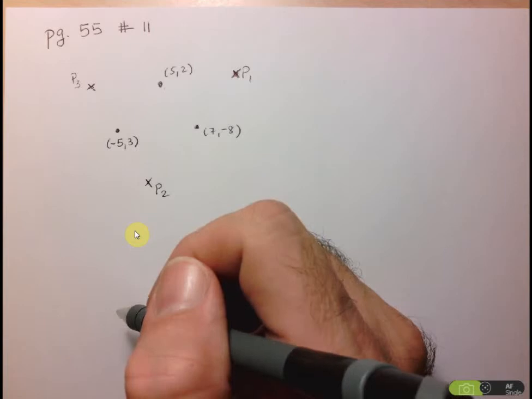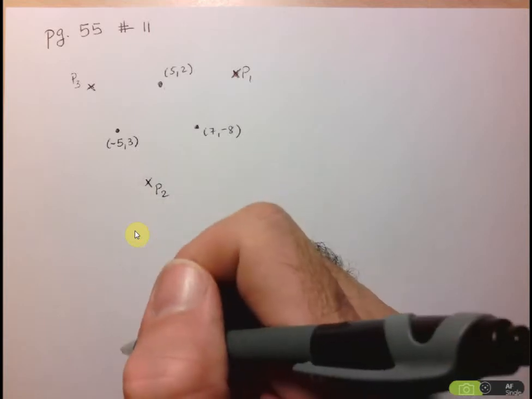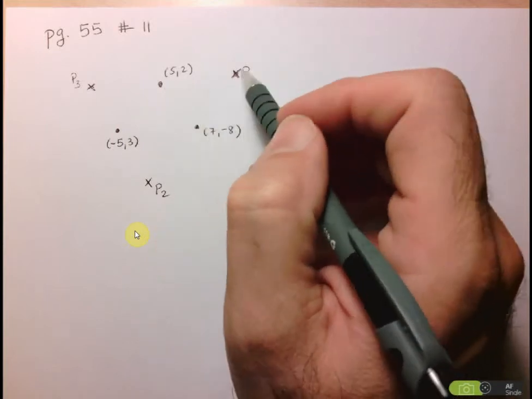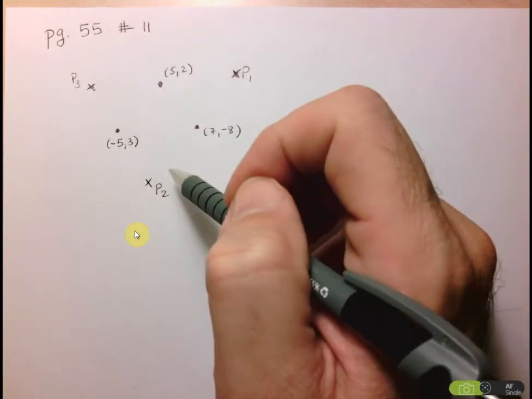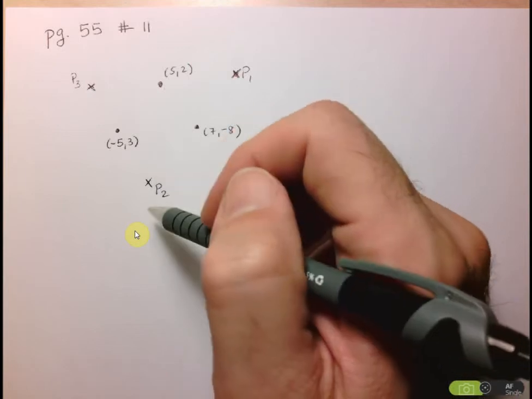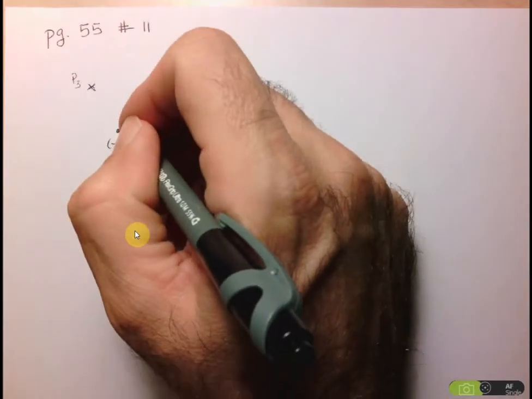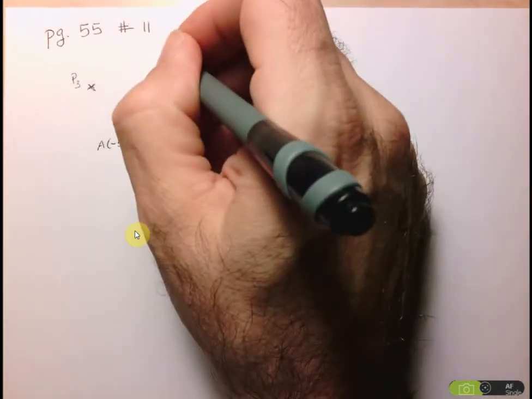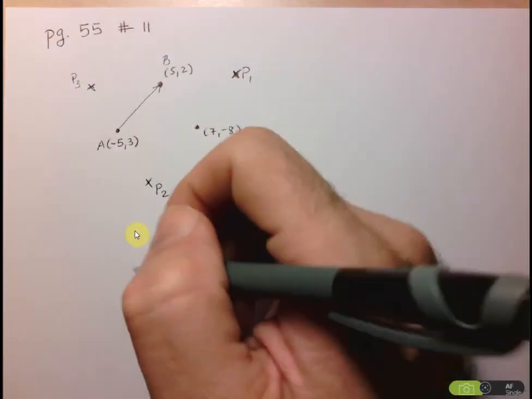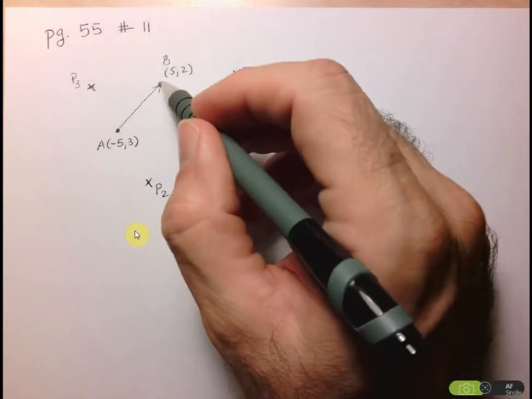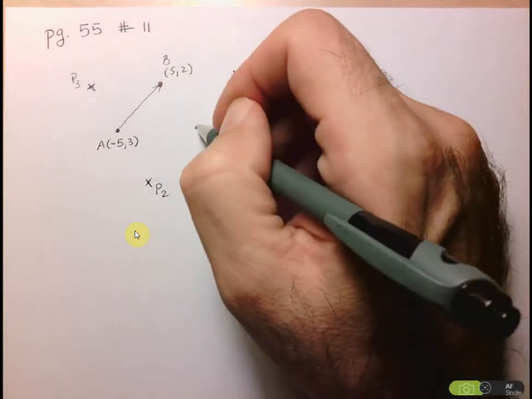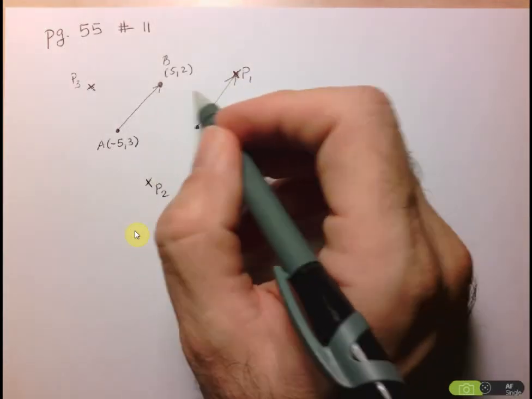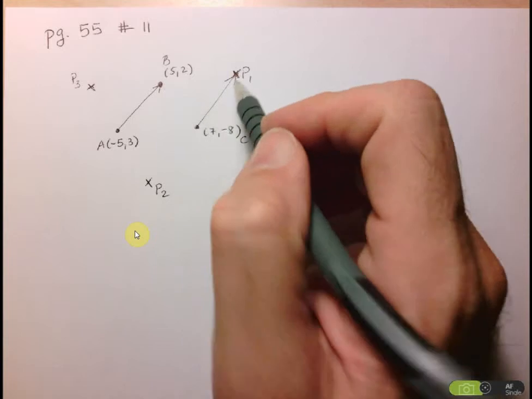Now we have to come up with a way to determine what these points are, and I'm going to use the fact that parallelograms have opposite sides that are parallel and have the same length. So in order to work with this idea of parallel and same length, I'm going to use the idea of vectors. So if I draw a vector from, let's say I call this point A, I call this point B, and I call this point C. If I draw a vector from A to B, I know that the vector from C to, say, this point P1 will have to be the same vector. In other words, same magnitude, same direction.